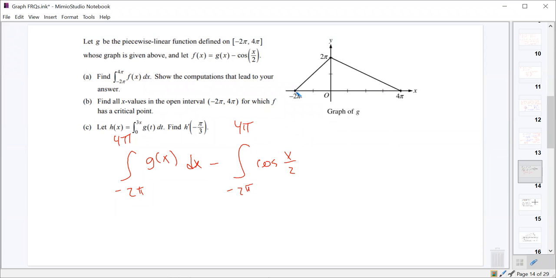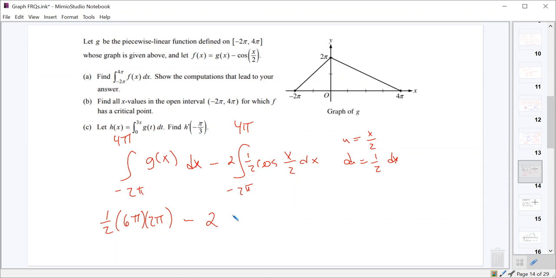This is a triangle with a base of 6 pi and a height of 2 pi. So that'll be 1/2 of 6 pi times 2 pi. And then minus. And then this one we'll need to do a u substitution on. Hopefully you can do that in your head, but if not, you can write it out. And you put your 1/2 in, you put a 2 on the outside. So we end up with minus 2, and then this becomes an integral of just cosine u du.